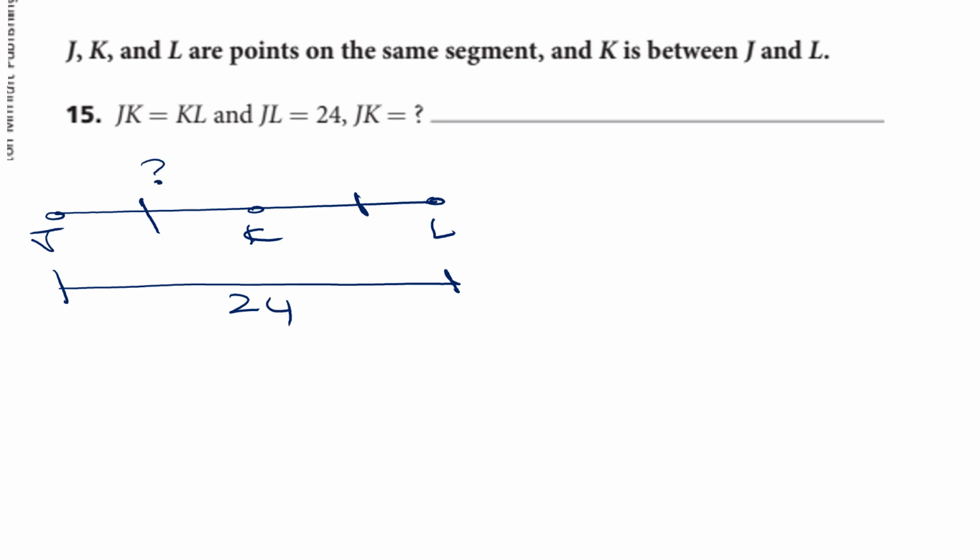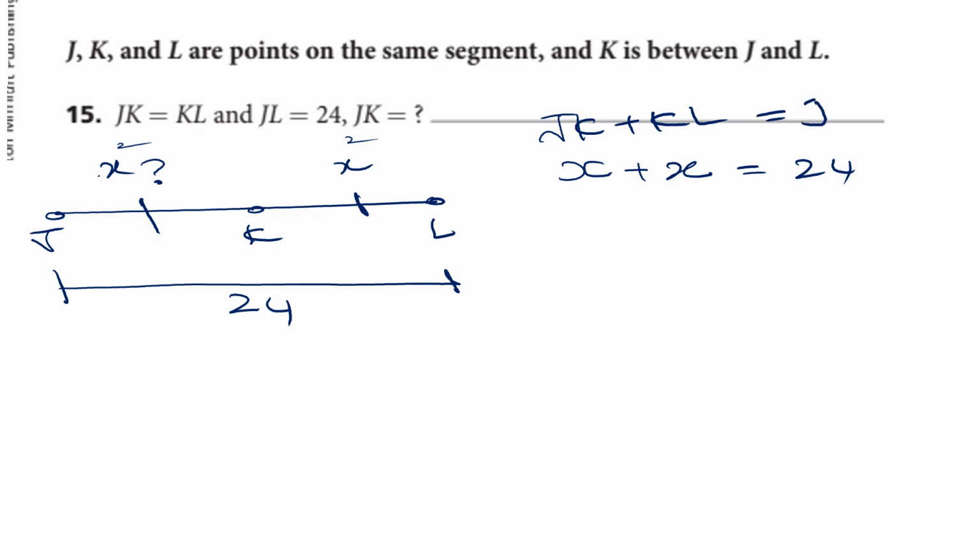So the first thing, the most important thing, you can say that this is X and this is X. Why both are the same X, not Y? Because they are the same. So if this is 2, this is also 2. If this is X, this is X. So you can say X plus X equals 24. Or before that, you have to say JK plus KL equals JL.